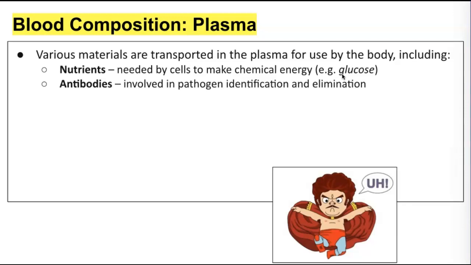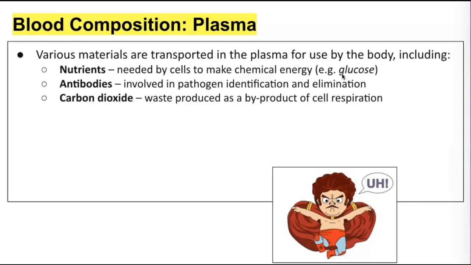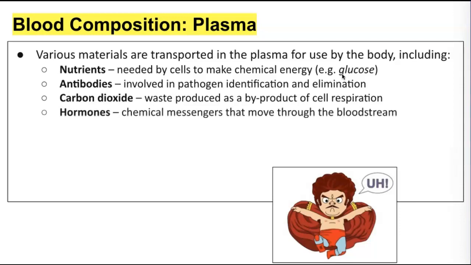There's also antibodies in blood plasma. Antibodies are involved in identifying and eliminating pathogens and invaders. Antibodies are really important for our immune system. There's also carbon dioxide in blood plasma. This is the waste, the byproduct of cell respiration. So when our cells use glucose and oxygen to make ATP energy, if you remember, they also release carbon dioxide and water, and that carbon dioxide will be dissolved in the blood plasma, carried back to your lungs and your heart, and then once it gets to your lungs, you can breathe out that carbon dioxide waste and breathe back in more oxygen.